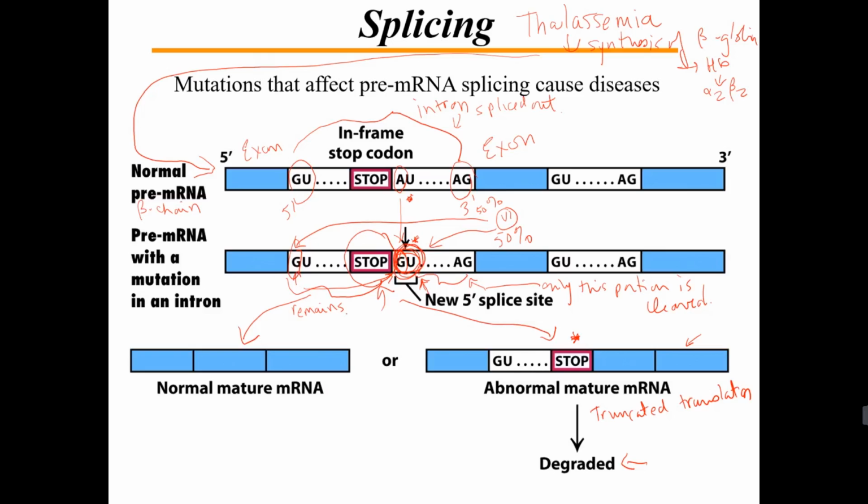The normal mature mRNA is then translated into the correct normal beta globin protein. The abnormal mature mRNA, which includes an intron sequence with that stop codon, is actually degraded. Okay, so that's how mutations that affect splicing can actually introduce genetic diseases. And the case we discussed here is for thalassemia.